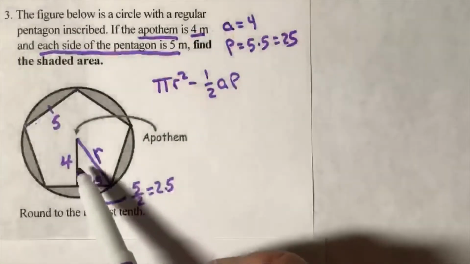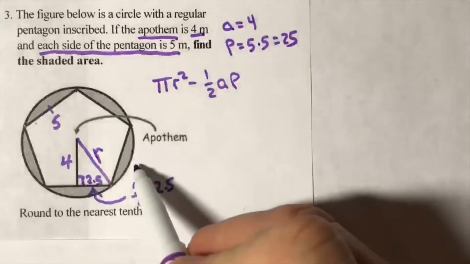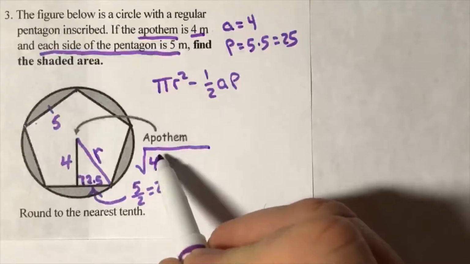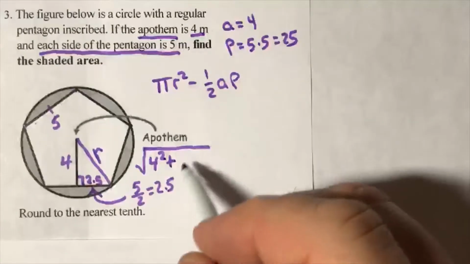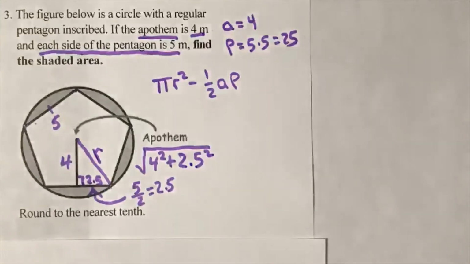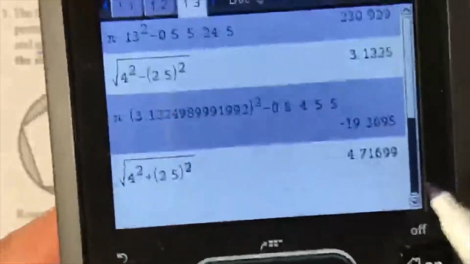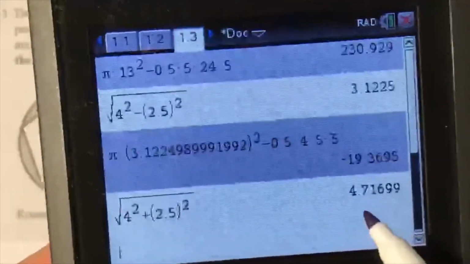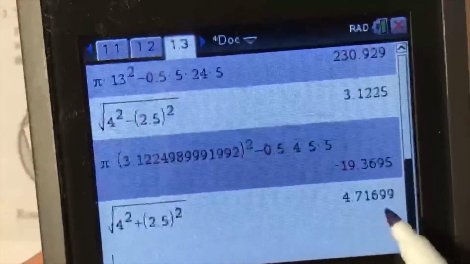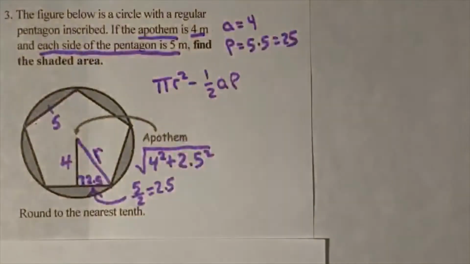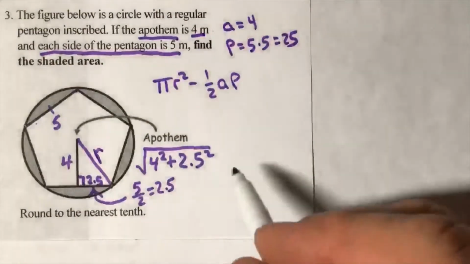And remember, if you know the legs, you put them under the square root symbol, square each leg, add them. Okay, so you want to add 2.5 squared in there. Go to your calculator. Now look right here, and we got a lot of decimals. All right, now I'm going to round this to 4.7, but I'm going to come back and arrow up and get all of those here in just a minute. So on paper, I'm going to go ahead and write down 4.7.